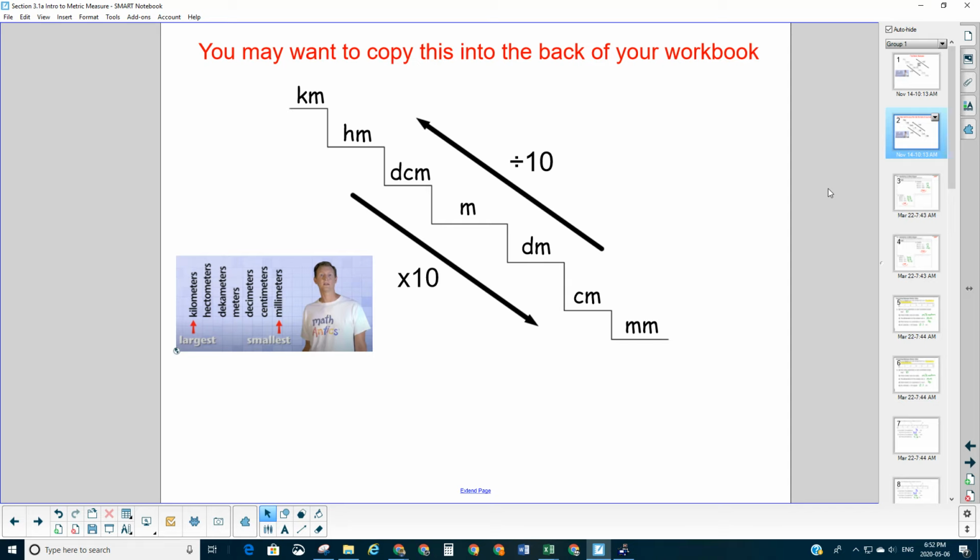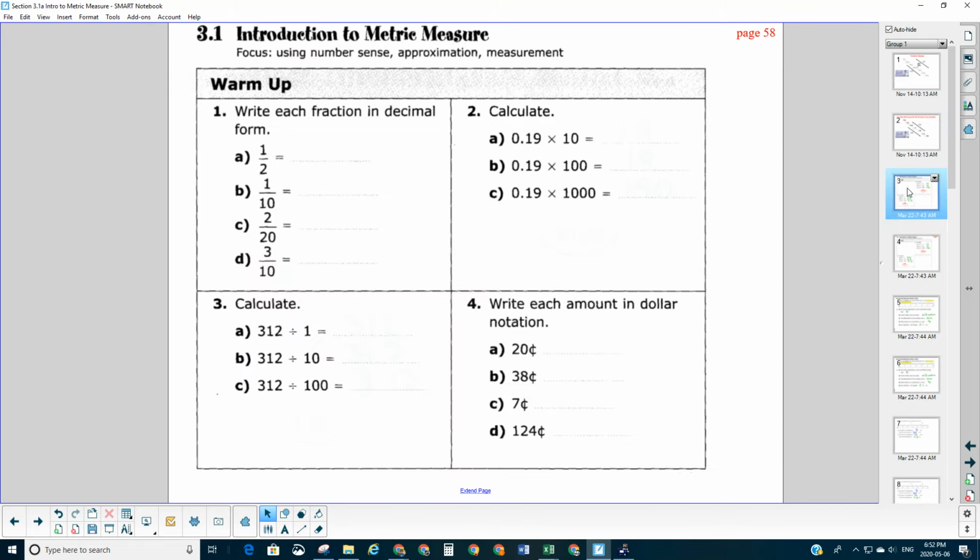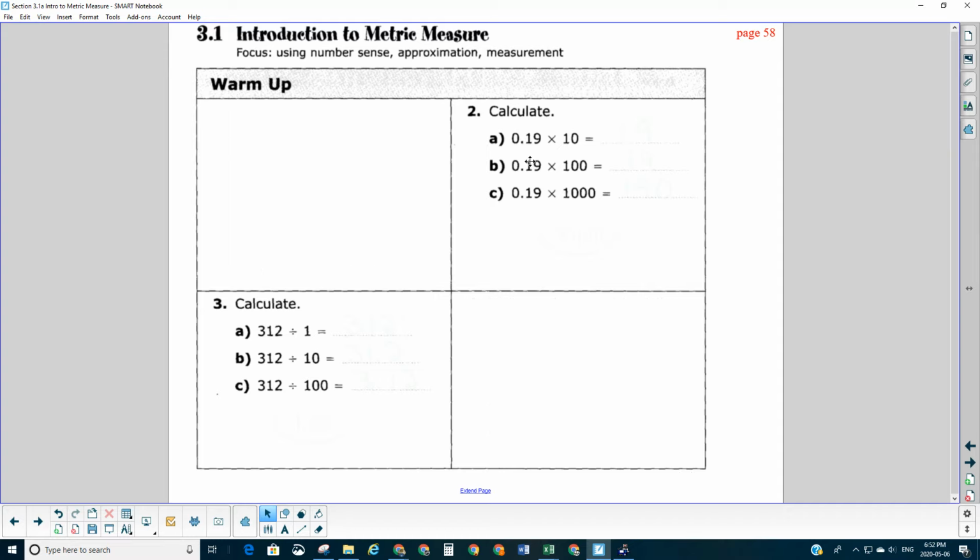All right, but let's go to our workbook, and we're going to start on page 58. We're going to do a couple pages today because the questions go by really quickly. On page 58, what I'm most interested in is questions 2 and 3, the multiplying by 10 and dividing by 10. If you recall, at the beginning of chapter 2, that's what we did. We were multiplying and dividing by 10. So let's remind ourselves how to do that.